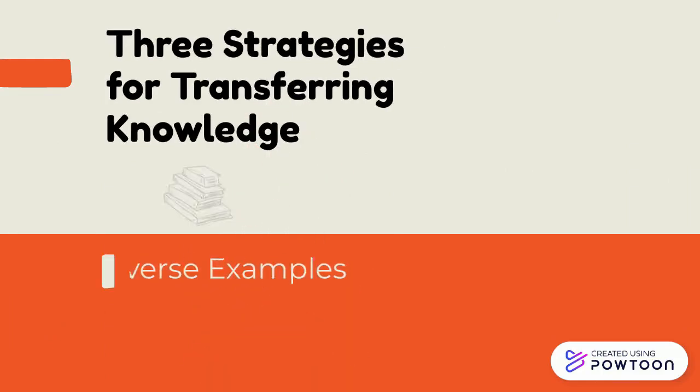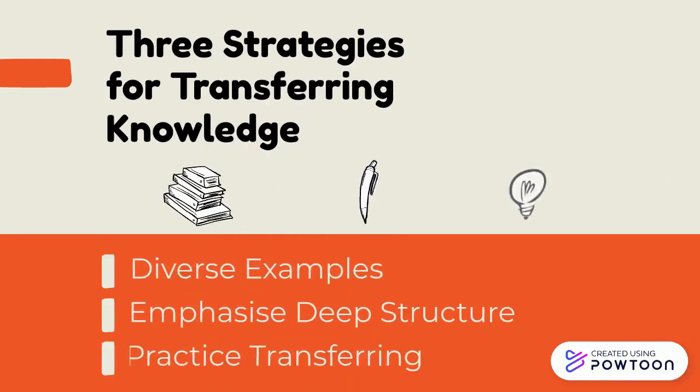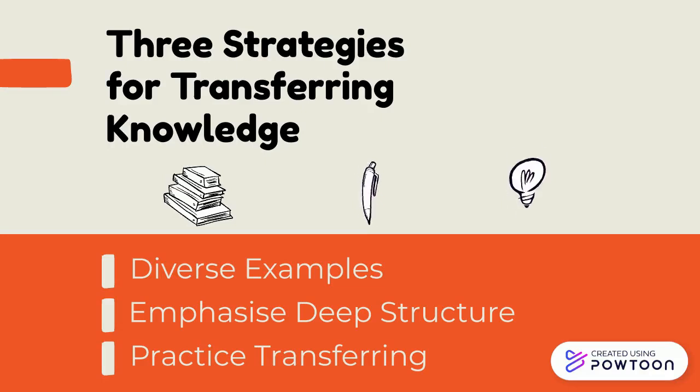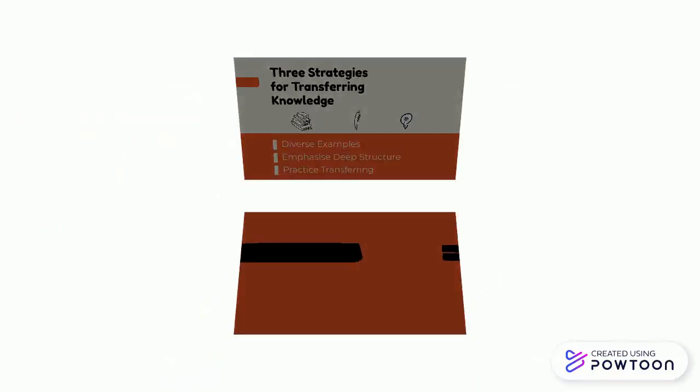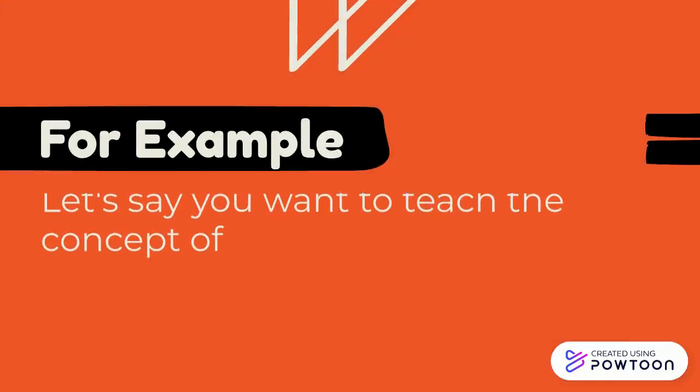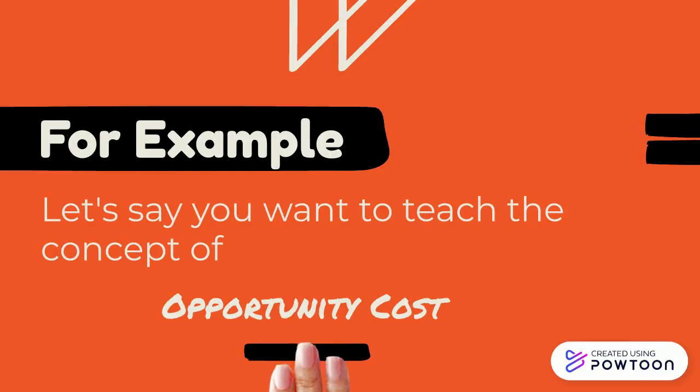Three research-based strategies can help promote transfer. First, use many diverse, familiar examples. Second, emphasize the deep structure. And third, give students opportunities to practice transferring knowledge. Let's see how these strategies work using the concept of opportunity cost. This principle states that every choice entails sacrificing the next best alternative.